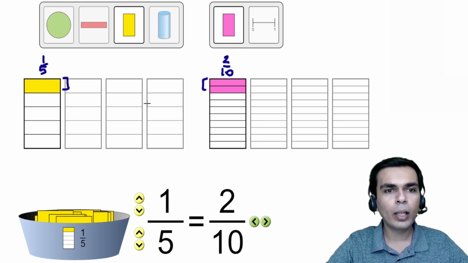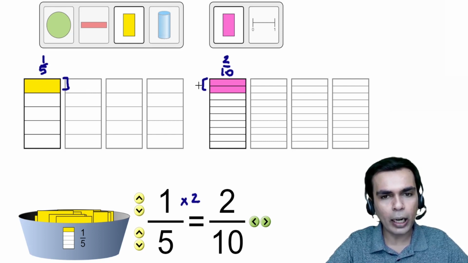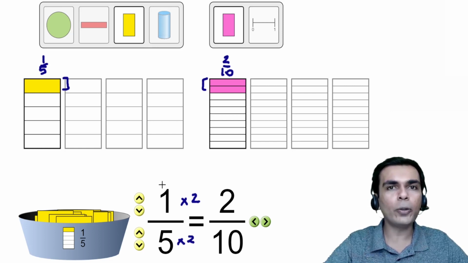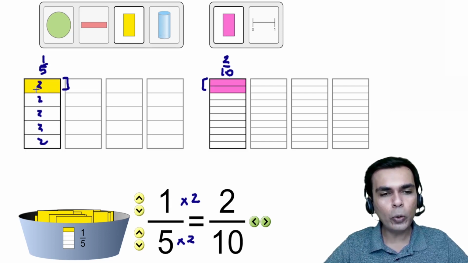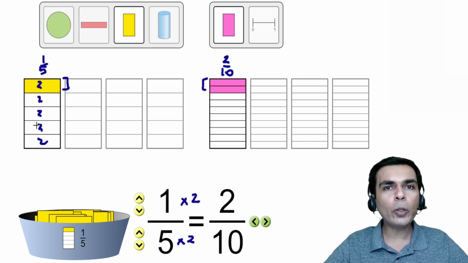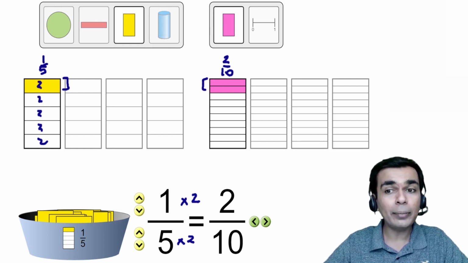It doesn't matter. So how can you relate both of these? So can I say if I multiply this by 2? So inside one piece, of course, I'm going to cut into two parts. And therefore, all of the 5 will also be multiplied by 2, because there'll be 2 here, 2 here, 2 here, 2 here, and 2 here. Therefore, there'll be 2 out of 10, right? So 2 out of 10 and 1 out of 5 is actually the same size.